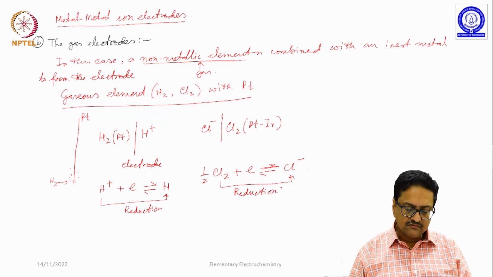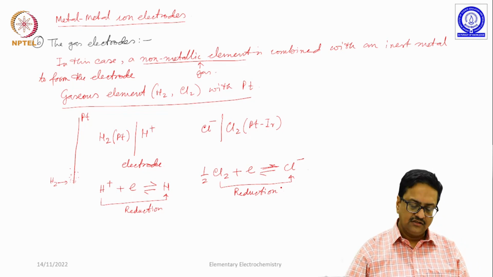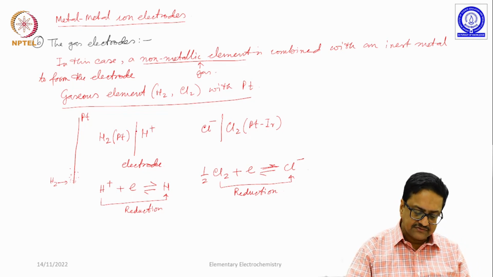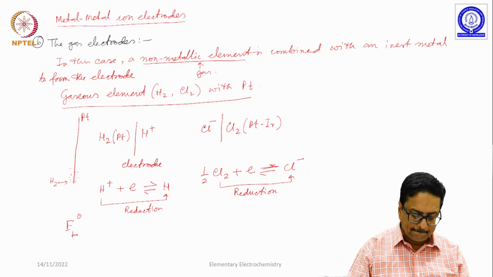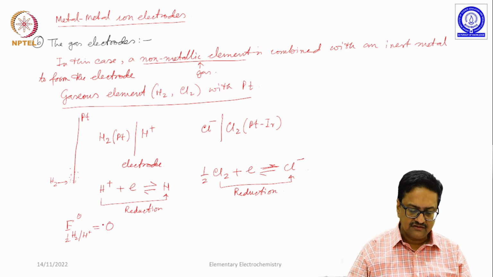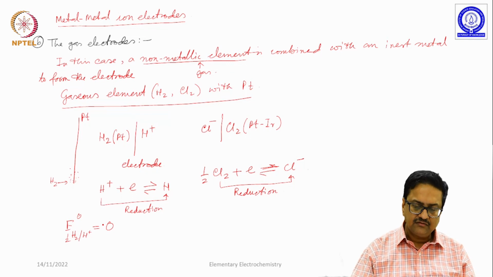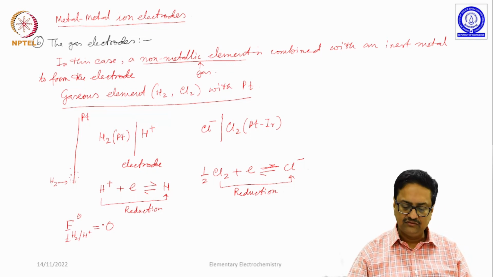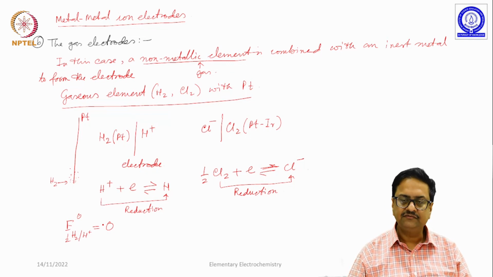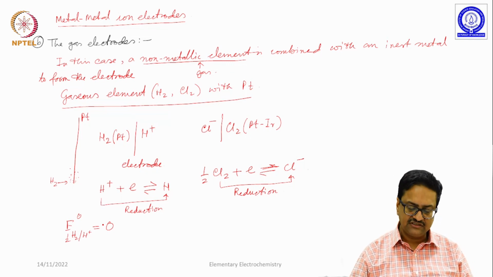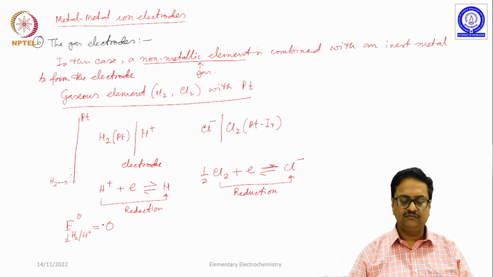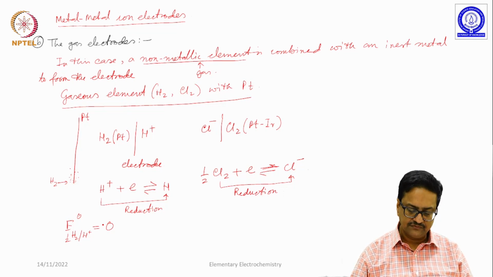Just to remind you once again, the half cell potential of this hydrogen platinum electrode, E0 for half H2 to H plus, is taken as 0, the standard, and based on this value of half cell potential of this reaction, all other cells' corresponding EMFs are determined, based on the value for this cell taken as 0.